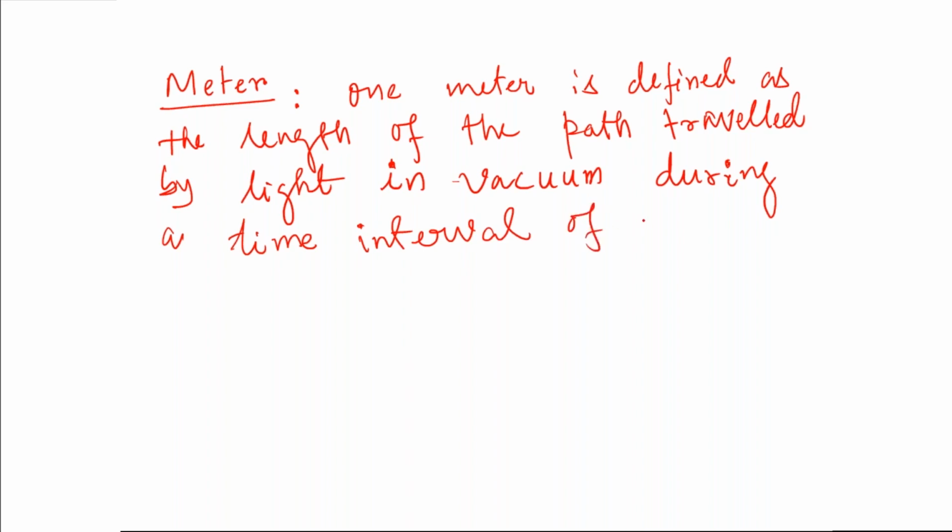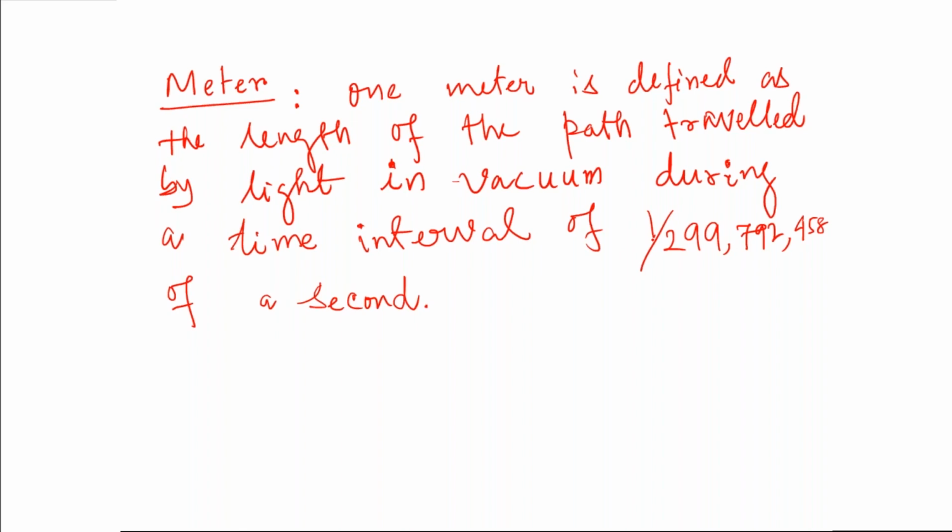What is the time interval? During a time interval of 1 over 299,792,458 of a second. This much less time, it is very difficult to even precisely measure, but this is actually defined as 1 meter.